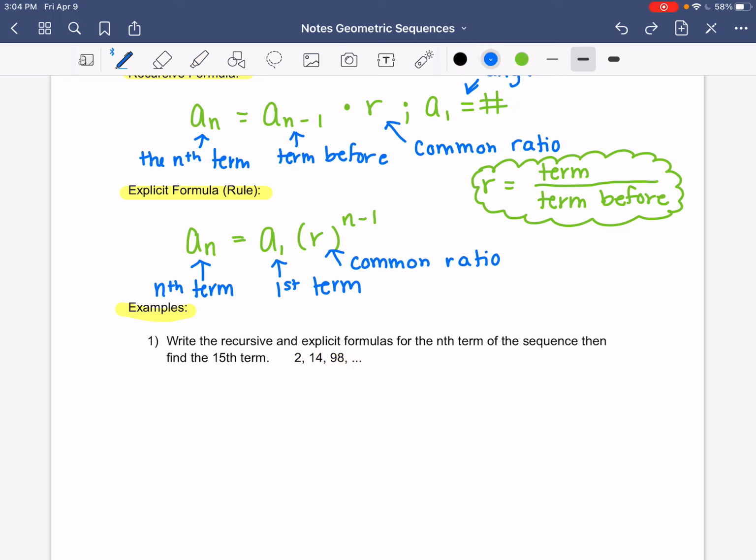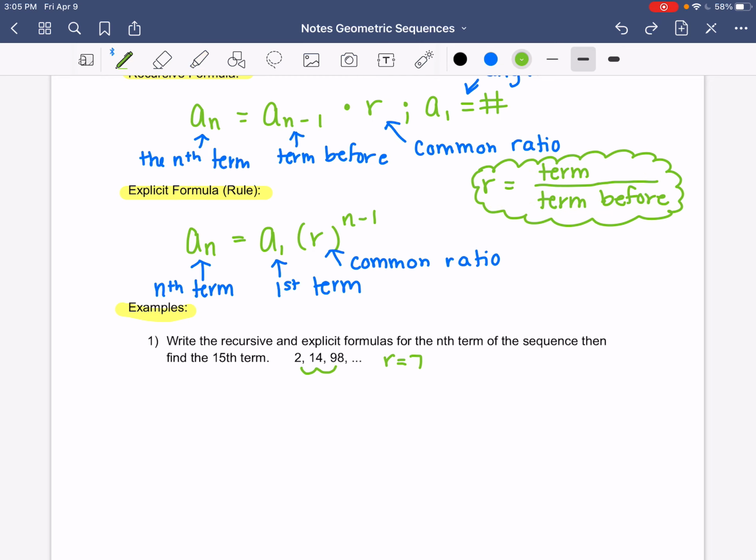When you're looking for your common ratio, you have to decide what number you are multiplying by every time. So what do you multiply 2 by to get 14? That's 7. And then 7 times 14 is 98. So 98 times 7 would give you the next one, and times 7 and times 7. That's our common ratio. If you can't easily identify it, you just divide your numbers.